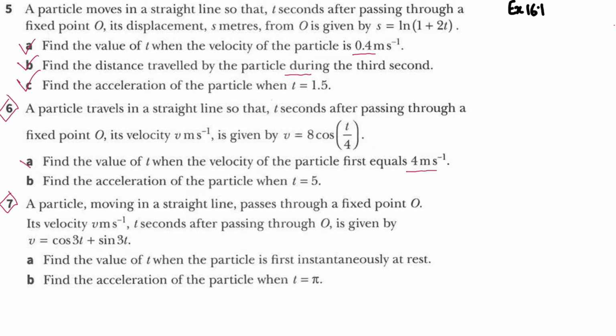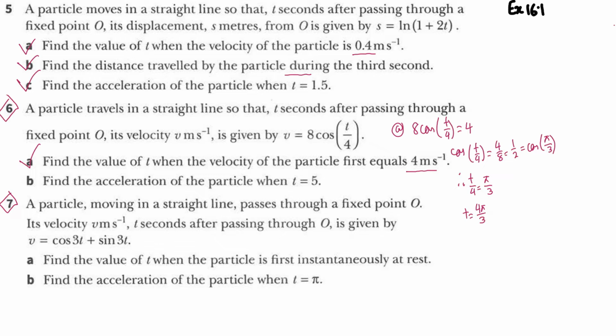For the first question, we consider the velocity 8 cos t/4, which we need to set equal to 4. Then cos t/4 equals 4/8, which equals half. The angle whose cos is half is pi/3. So t/4 equals pi/3, and t equals 4 pi/3 is our answer in this question.